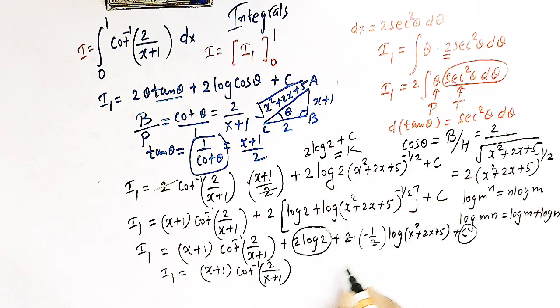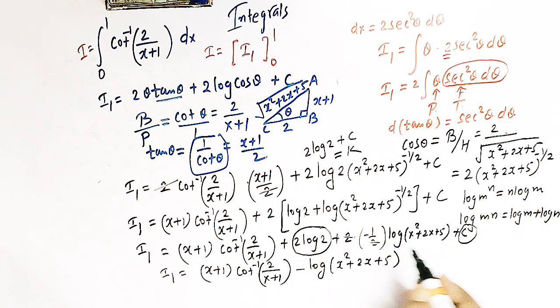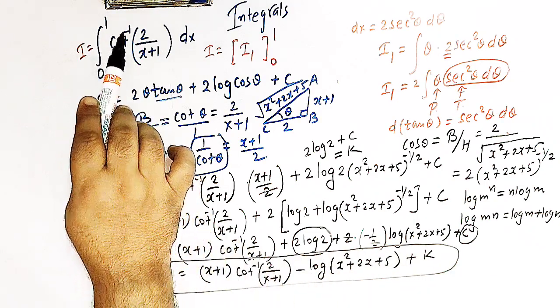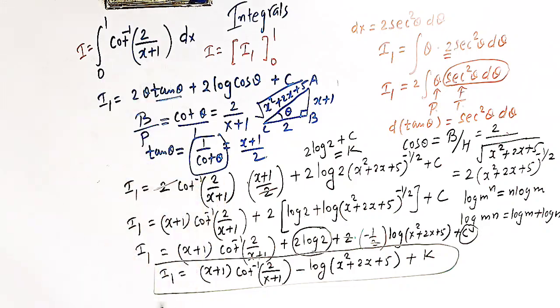And here 2 and 2 get cancelled, so we have minus log of x square plus 2x plus 5, and k is our new constant of integration. So viewers, the indefinite integral of this function, that is cot inverse 2 over x plus 1 with respect to x, is given by this expression, that is x plus 1 cot inverse 2 over x plus 1 minus log of x square plus 2x plus 5 plus k, where k is the constant of integration.